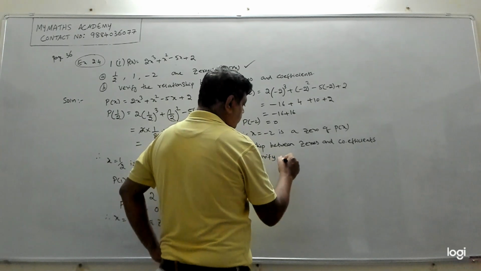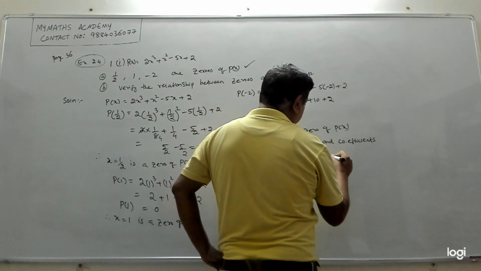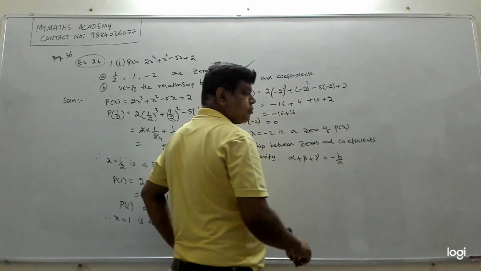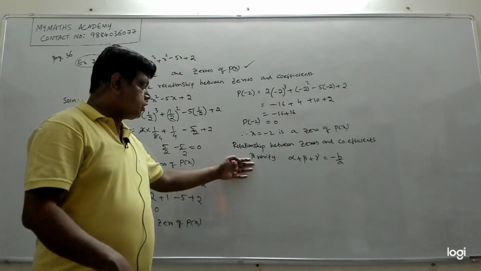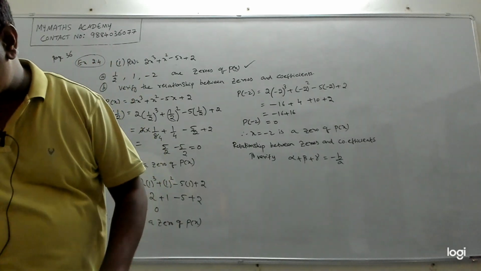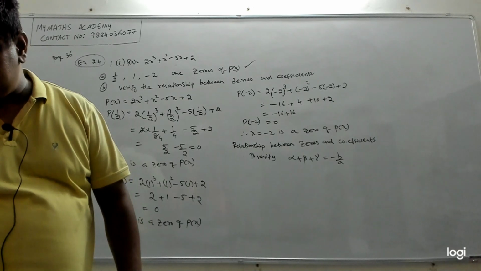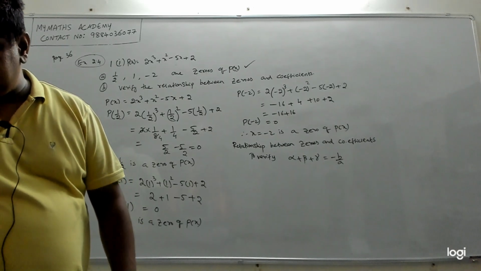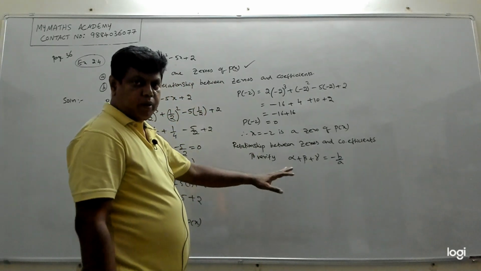First one, what we should verify? Alpha plus beta plus gamma equal to minus b by a. Right? So we have three relations. The three relations we have to verify are given on page number 32 in your textbook. You can refer to that. These formulas are there. I had already written them in my previous video.